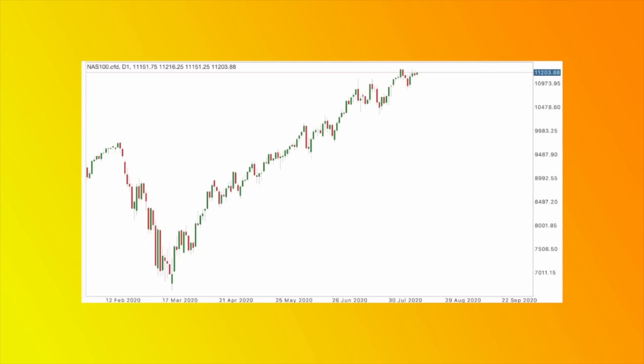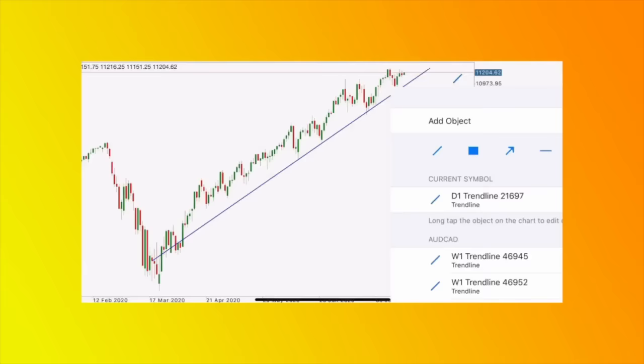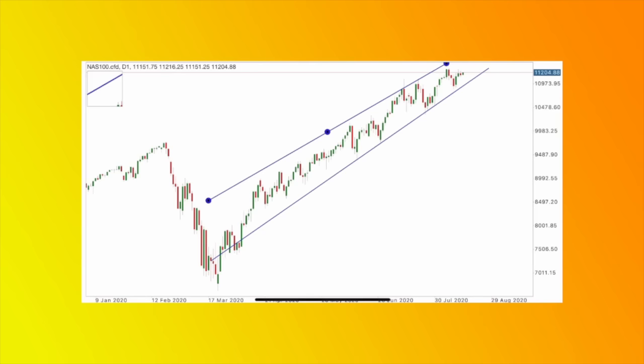You draw your diagonal support trend line as well as your diagonal resistance trend line. So let me start by drawing a diagonal support trend line. This is my diagonal support trend line as well as my diagonal resistance trend line. So I've drawn both of them right now.